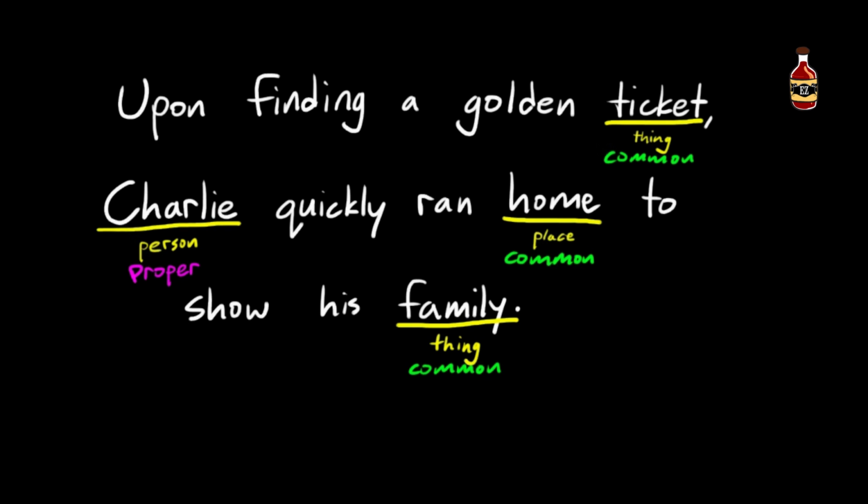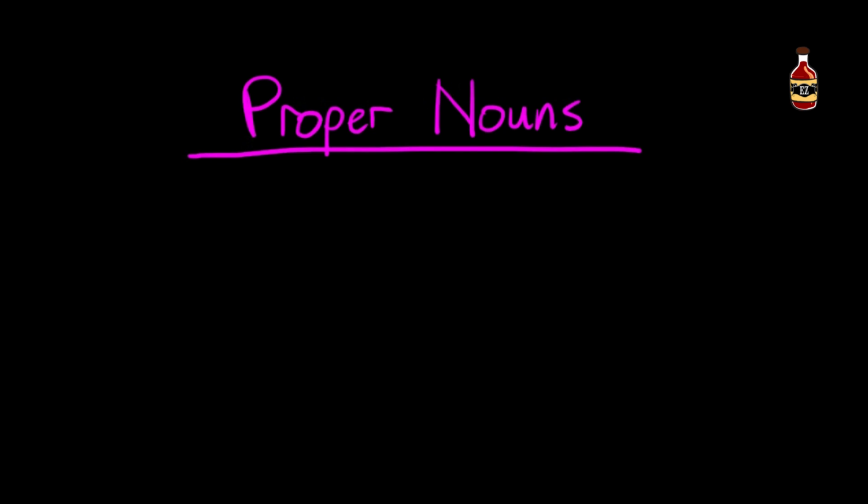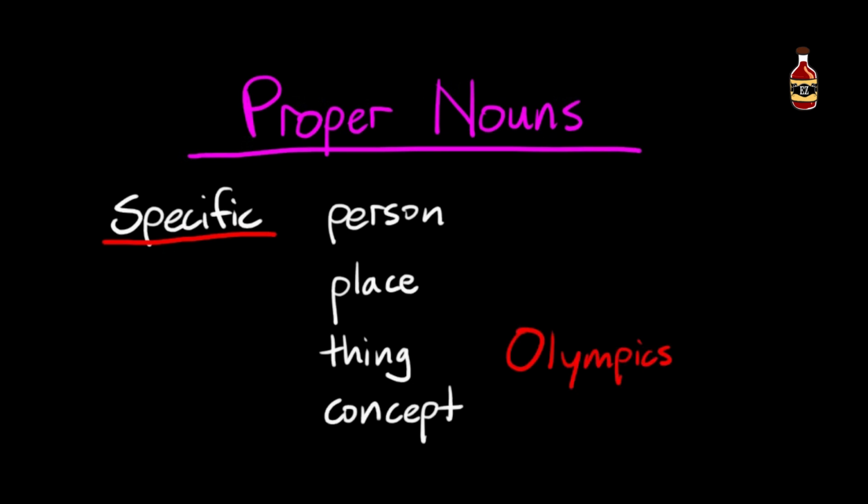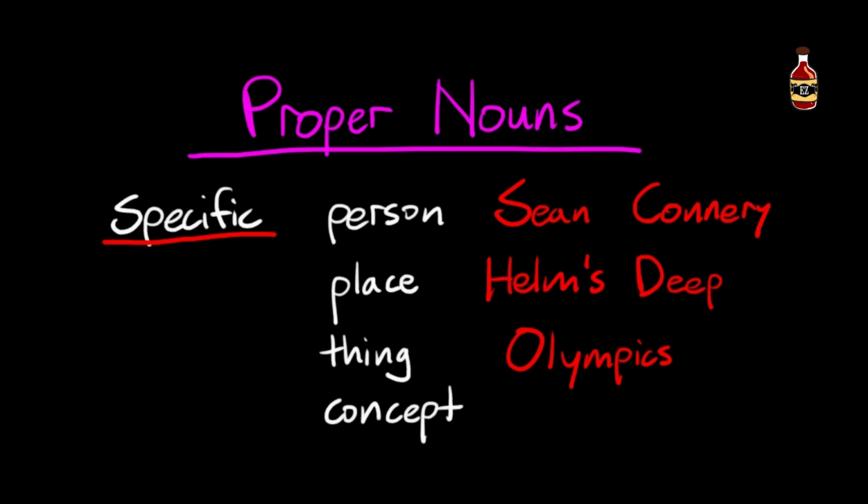Most of the nouns shown in these examples are common nouns, or nouns that are general, not specific. Proper nouns refer to specific people, places, things, or concepts. Olympics is a proper noun, as are Sean Connery and Helm's Deep.